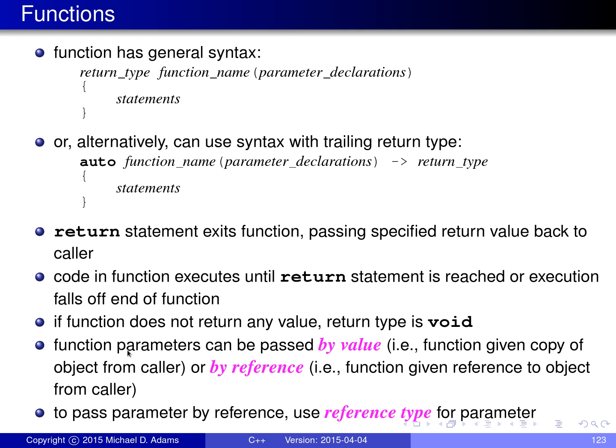And when parameters are passed to a function, there are two ways in which parameters can be passed. One is by value and one is by reference. When parameters are passed by value, the function is given a copy of the object from the caller, whereas when the parameter is passed by reference, the function is given a reference to the object from the caller. And in order to pass a parameter by reference, we use a reference type for the parameter. All of these things will be gone through in a little bit more detail in the subsequent slides. So hopefully, if things are not quite clear yet, they soon will be.